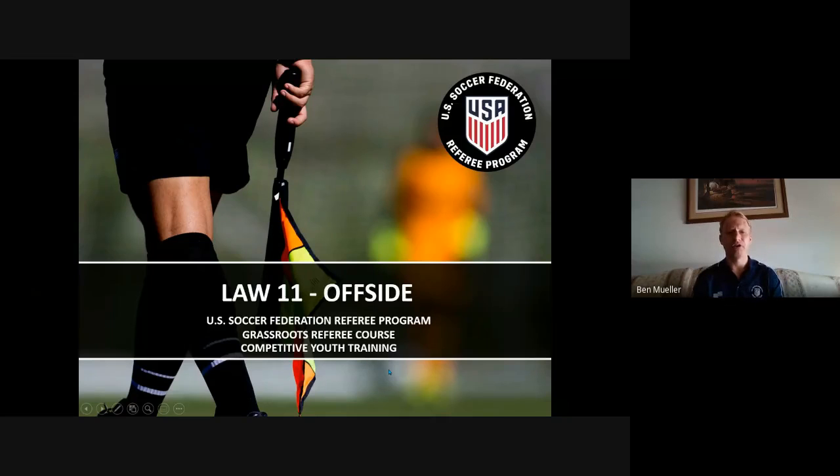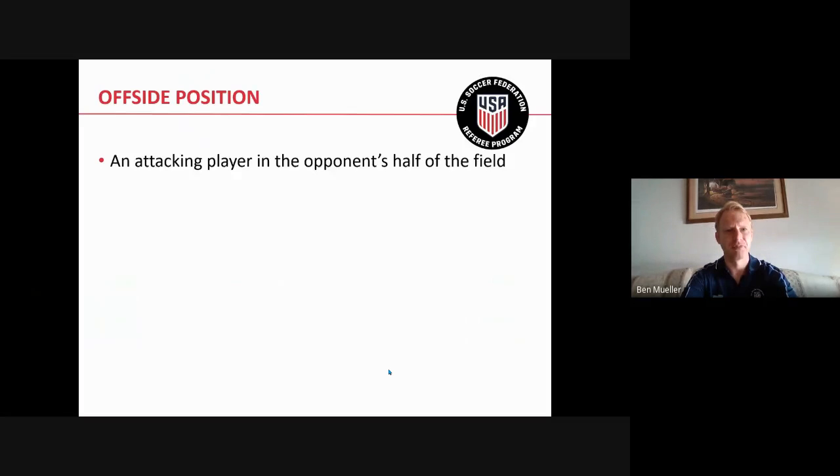All right, Law 11 offside. I'm sure as a soccer player, as a spectator, or as a soccer fan, you have seen offside determine the difference between a team winning and losing a game. It certainly comes up quite a bit during a soccer game.